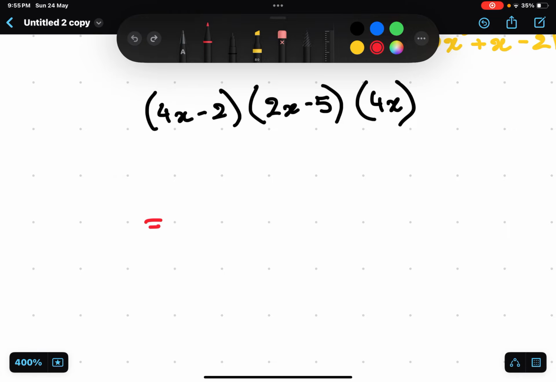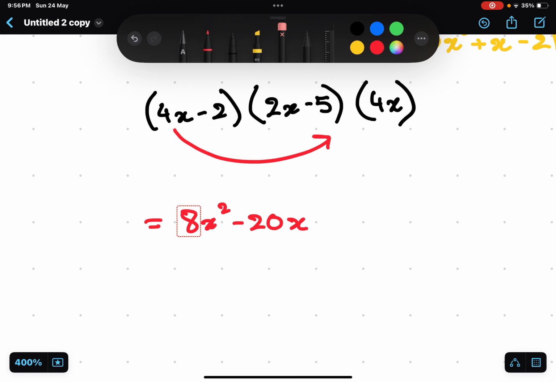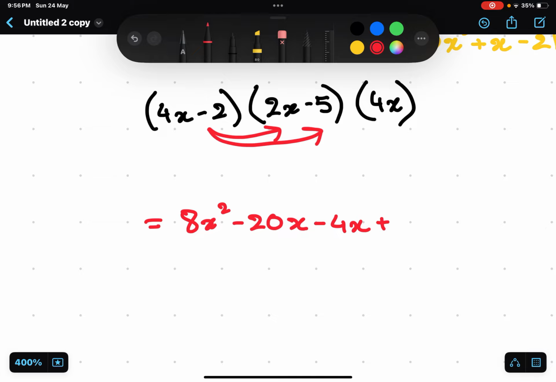Okay, so let's go and we're gonna write 8x squared because first we're doing this. Now we're gonna do this. So we're multiplying 4x by negative 5, so we get negative 20x. So now we're gonna multiply negative 2 by positive 2x, so we get negative 4x. Then we're gonna multiply negative 2 by negative 5 and we get positive 10. Beautiful. Now we're just gonna put all of this in brackets and we're gonna bring this down here. Okay, so we're just gonna write 4x like that.